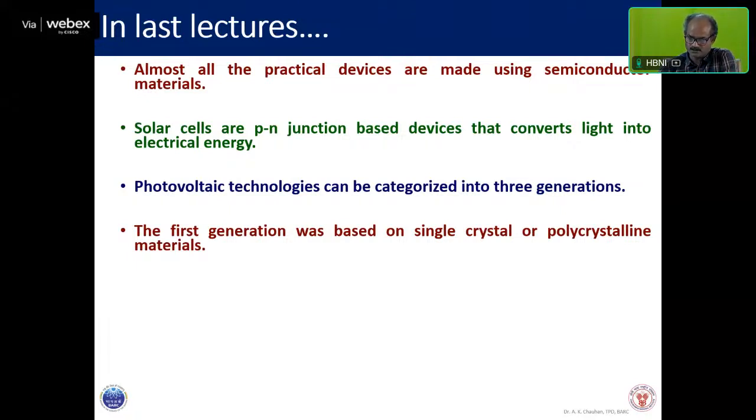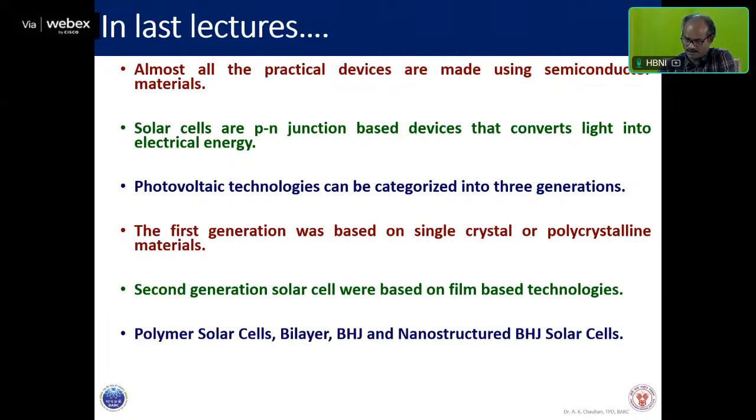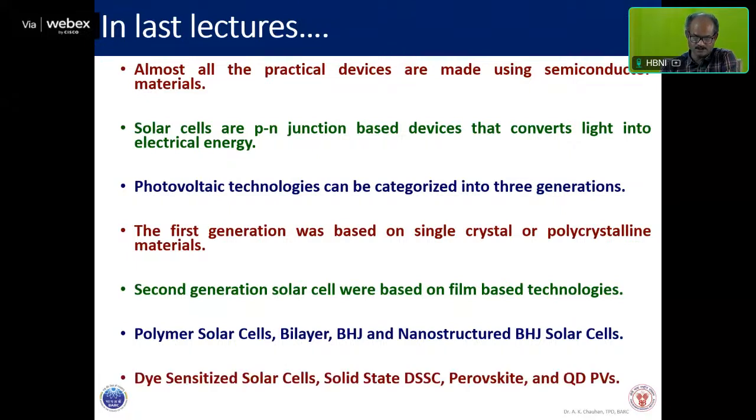First generation was based on single crystal or polycrystalline materials, and wafers were used for making devices. In second generation solar cells, thin films were used, so a lot of material requirement was reduced. Then in third generation, we had polymer solar cells, bilayer, bulk heterojunction, and nanostructure bulk heterojunction solar cells, dye-sensitized solar cells, solid-state DSSC, perovskite, and quantum dot for photovoltaics.